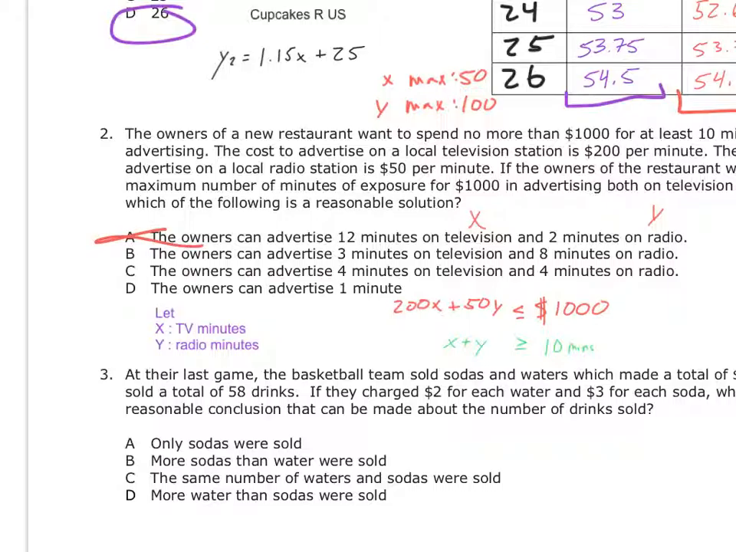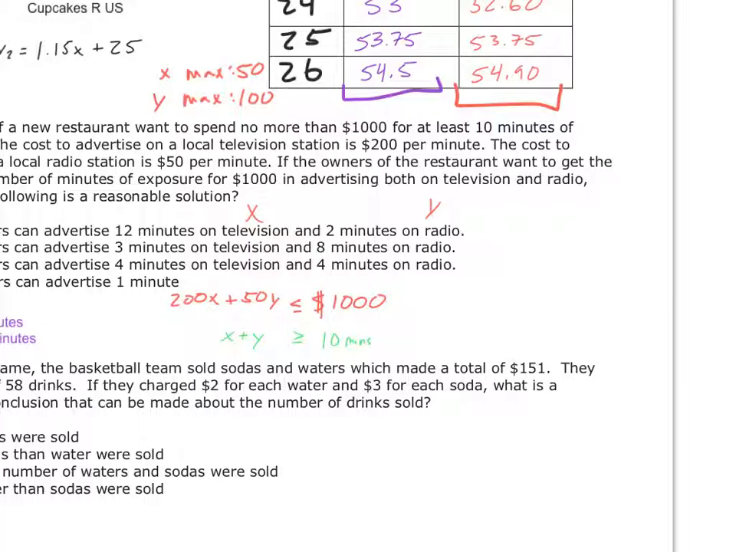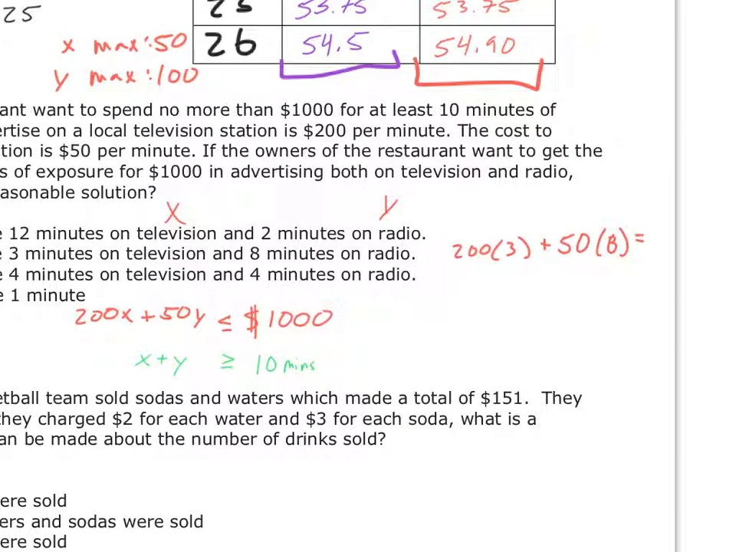And then number two, it says 3 minutes on TV and 8 minutes on radio. Well, if we plug that into our equation, we have 200 times 3 and 50 times 8. And that comes out to be exactly $1,000, so that fits in with our budget. So B works, but let's check the rest of the answers just to make sure.